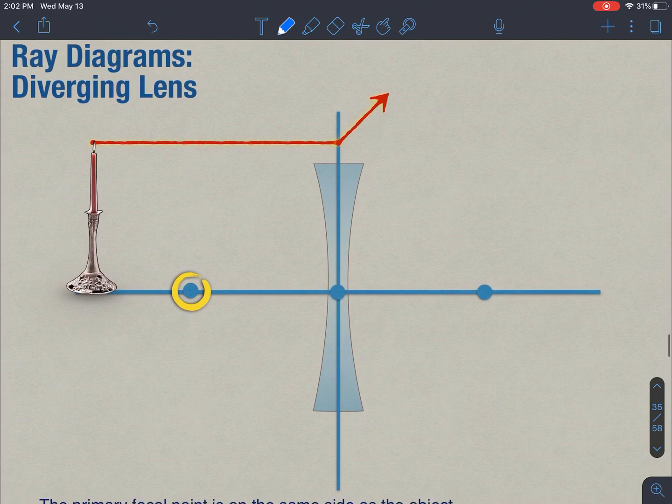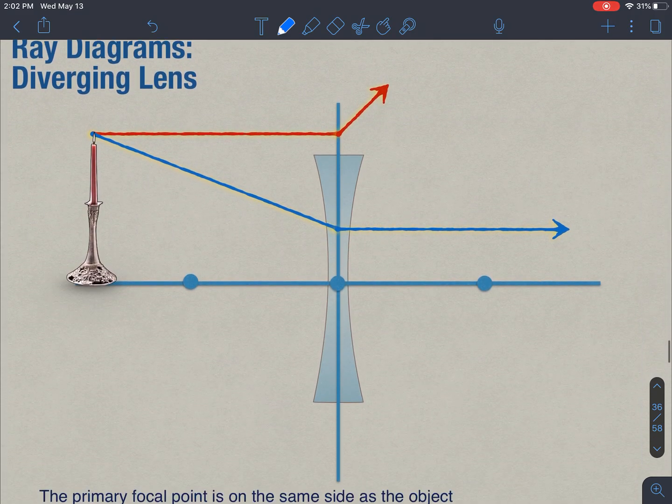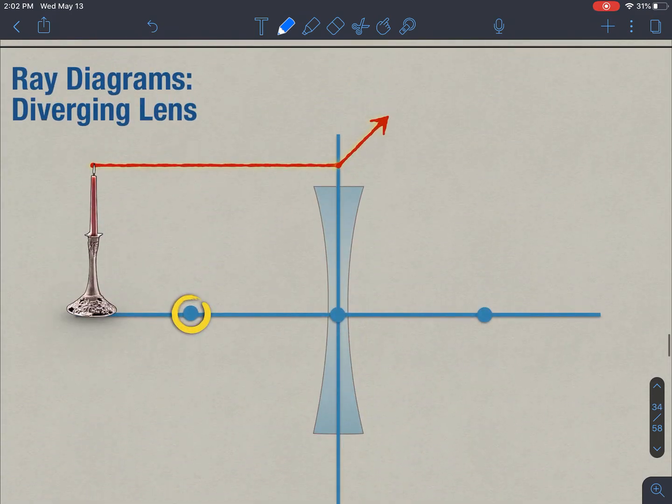So same rules. We're going to draw our parallel to focal. Now you may notice that before we would go down through this focal point, but we're not. So why is this pointing up? Well, it's because we're imagining the light, it's kind of hard to see there, is coming from that focal point. So when we go parallel to focal, we have to start at this focal point and kind of imagine that the light would appear to be coming from there.